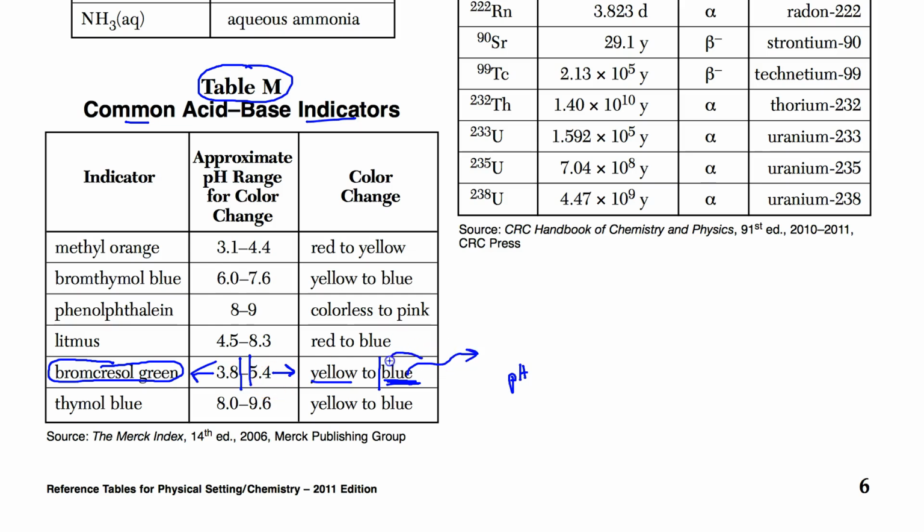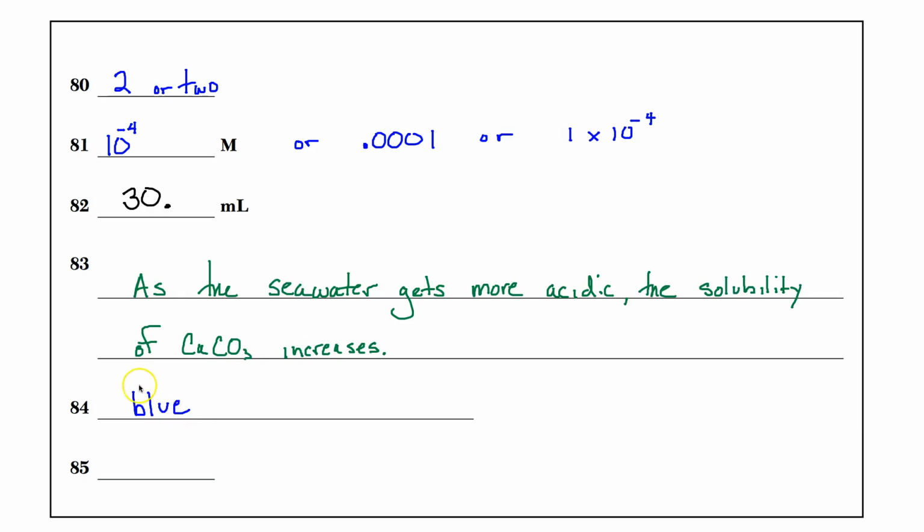So the answer here is blue because our 6.5 is above 5.4, and everything 5.4 and greater is blue for bromcresol green. So I write blue in the color blue. Not sure why they gave us so much space here. Okay, I guess if you write big, I'm not sure. All right, so 84 is blue. And hopefully you're not too blue, because we're on the last question here, on to number 85.